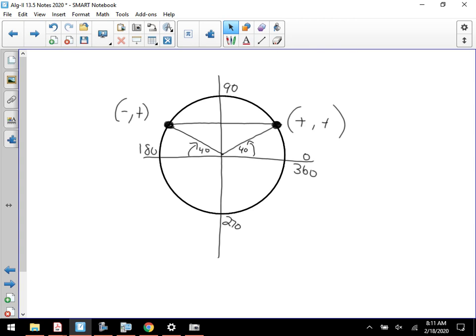Which means, what would this angle to here be? 140. Okay. Everybody okay with that? Okay. If I come 40 degrees from 180, I'm at 140. Everybody okay with that? Now, here's what I would like you to do.